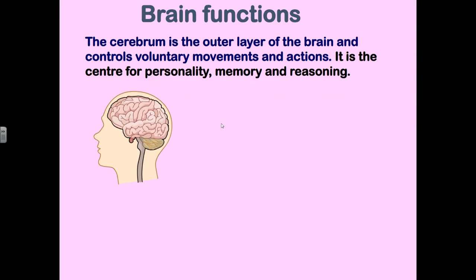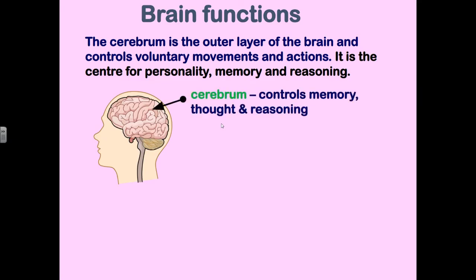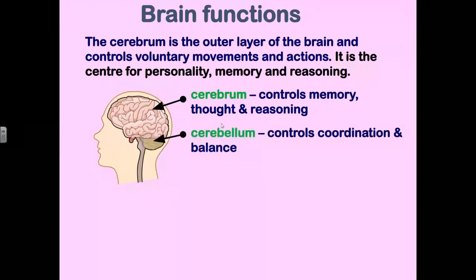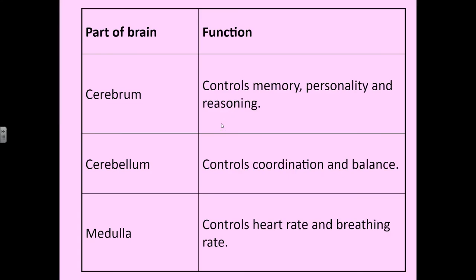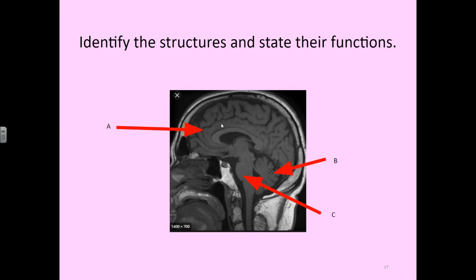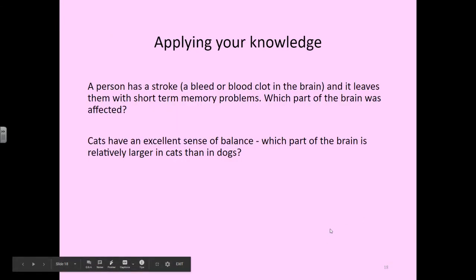So, the cerebrum controls reasoning, memory, and thought, the cerebellum controls coordination and balance, and the medulla controls your reflexes, your breathing, and heart rate. This just summarizes it nicely into a table for your notes. And we should be able to pause the video here and say what A, B, and C are. So if you could pause the video and have a go. Okay, so A is the cerebrum, B is the cerebellum, cauliflower, broccoli, and C is the medulla.